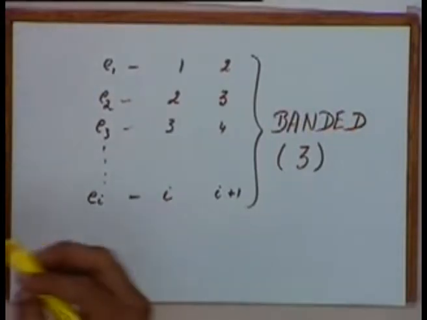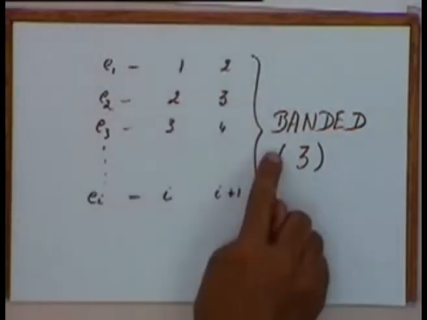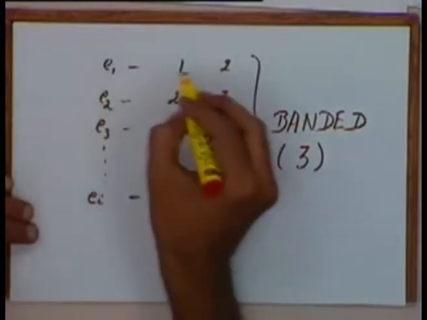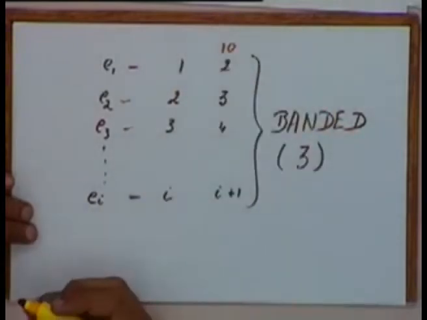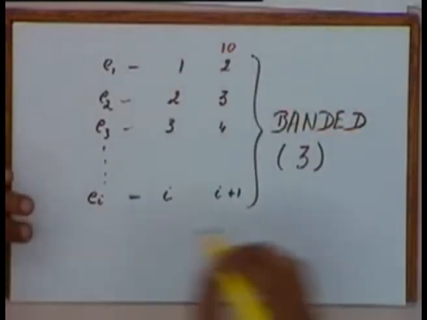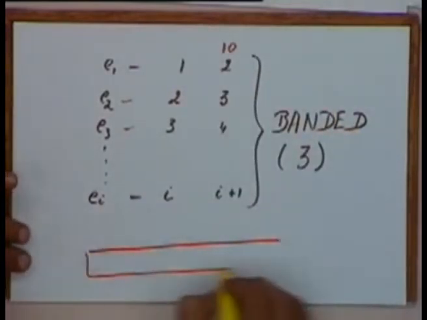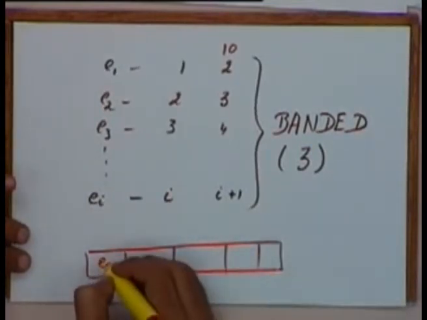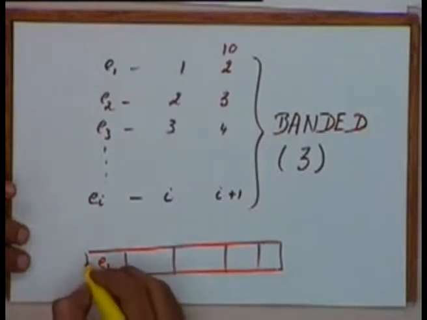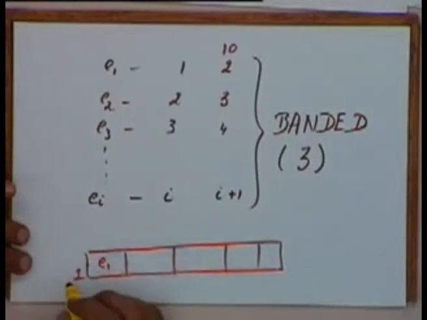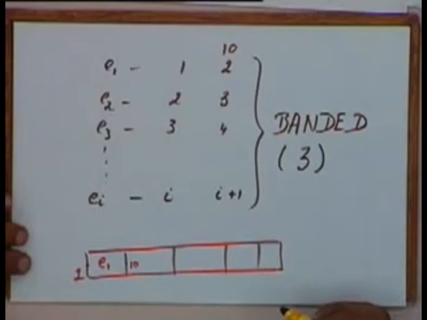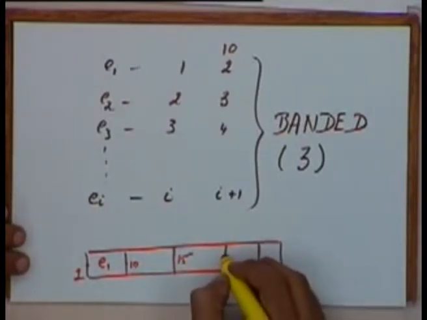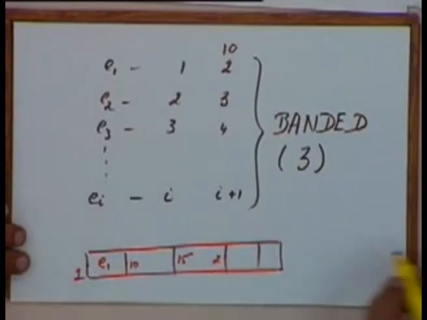However, if I don't do my numbering like this, and I say that my element number 1 is defined between node number 1 and 10, that means I am taking a set of elements like this. This is my element number 1, and instead of saying that this is between nodes 1 and 2, I say this is 1 and this is 10. And this is maybe some other number 15, and this is node number 2, and so on.